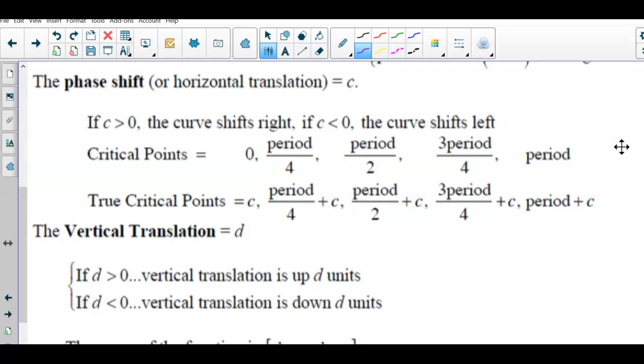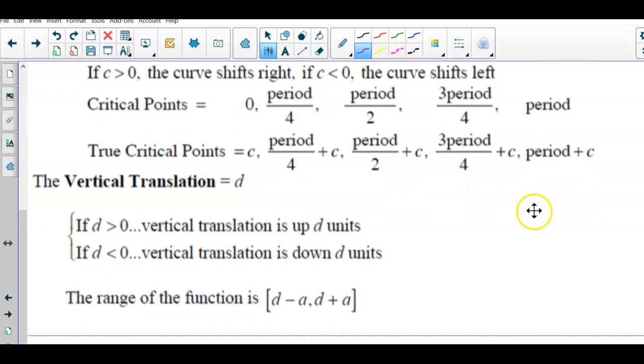C moves the graph to the left or to the right, and they refer to the points as the critical points or the true critical points. The true critical points are going to be after we've taken the C value and added our period divided by 4, then the period divided by 2, or 3 times the period over 4. These are our quarter points added to the value of C.